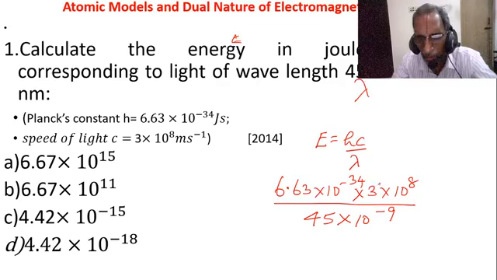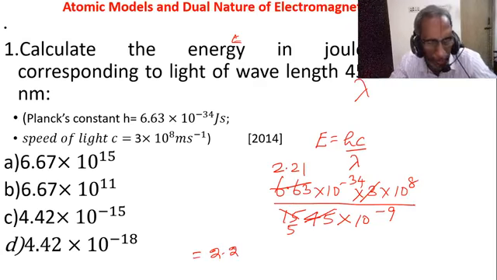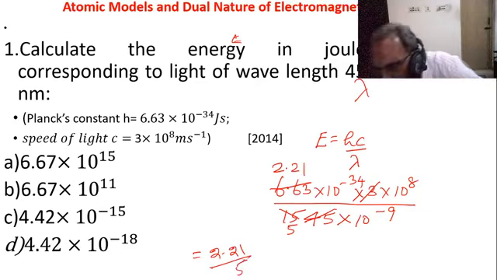So if you simplify, 3 5s are 15, 3 3s are 9... these are both divisible by 5. 2 3s are 6. So 2.21. It is enough to 2 digits, because every answer is given in 2 digits. You have to check by 2 digits. 2.21 by 5.